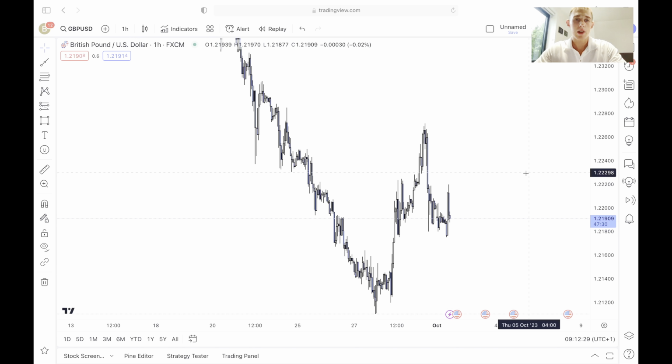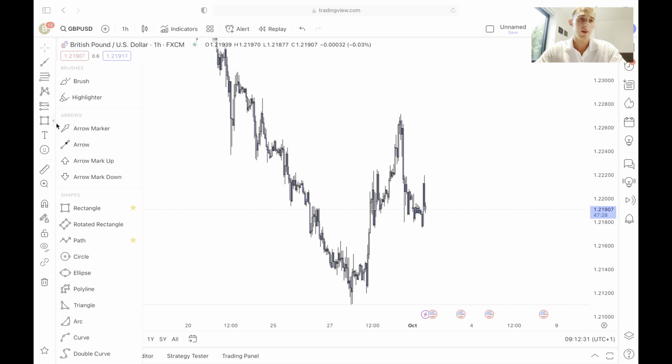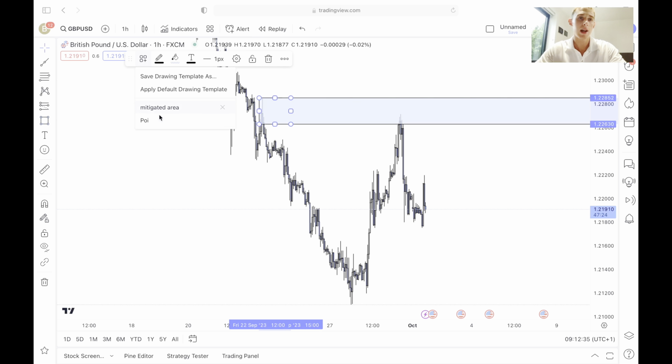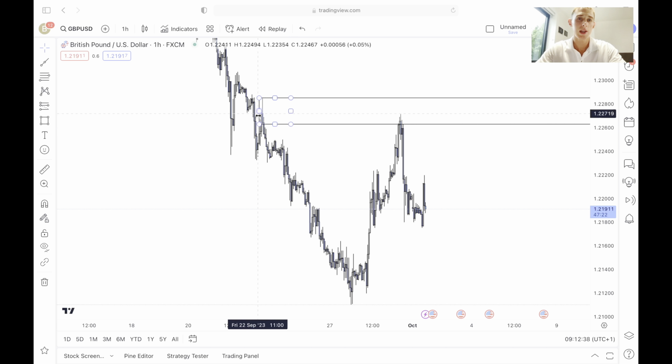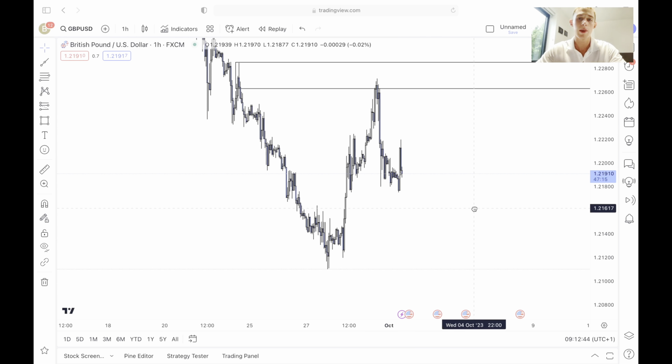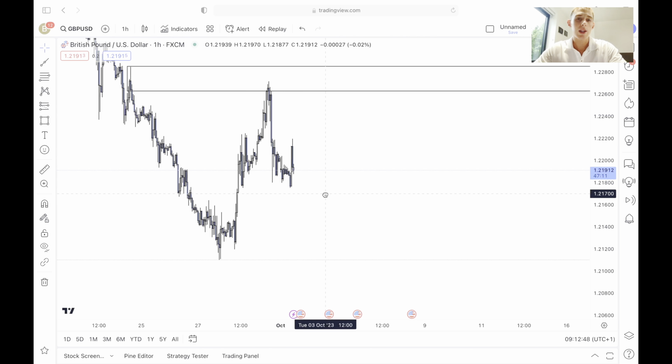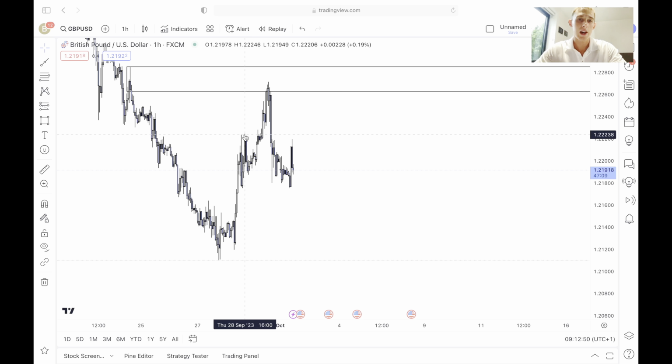Second area that I'm going to be looking at is on Friday, we had a reaction from this area of hourly supply. As you guys can see, this was an imbalanced level of supply which swept liquidity to the left. Price came up and gave a very nice reaction from it. So if we're just looking at this hourly trend at the moment, we've had a higher high, a higher low, followed by a higher high. So in order to validate this level for sells, we need to see a break below this level.